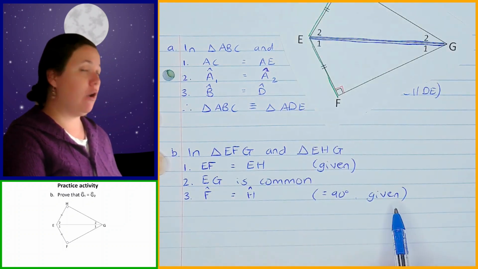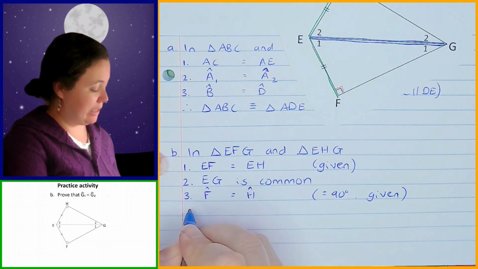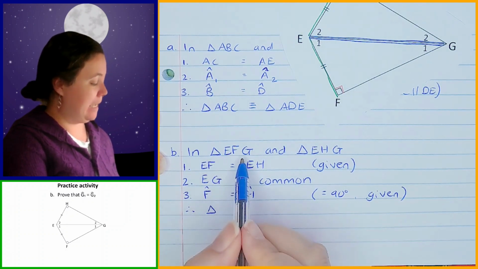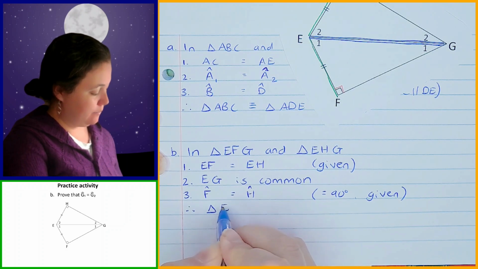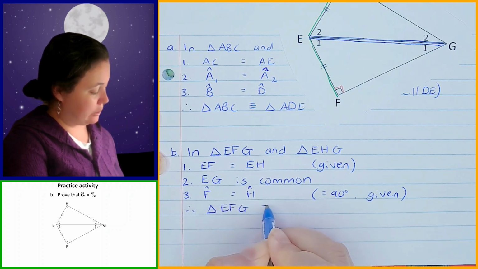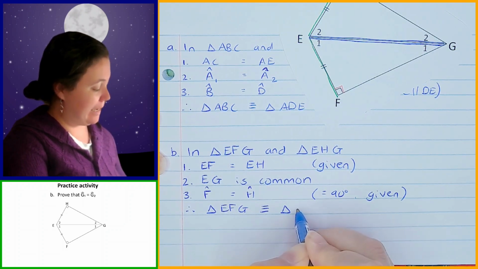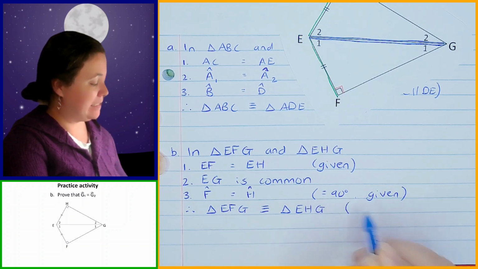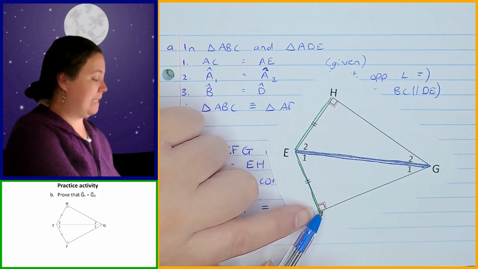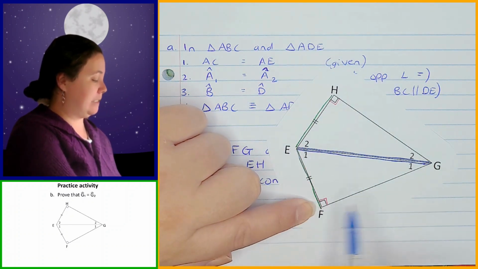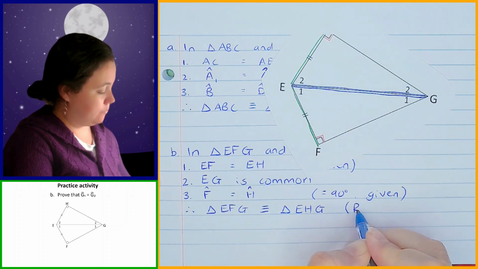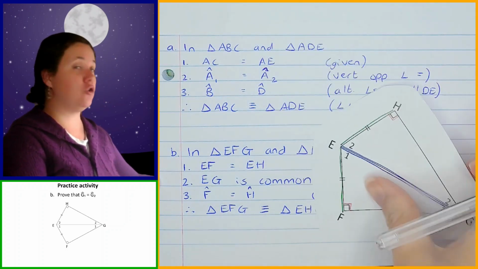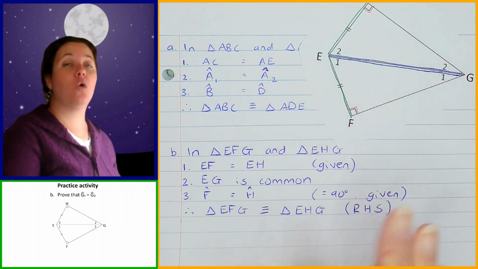Okay, so now I have got my 3 statements. Now I can say, therefore, triangle EFG is congruent to triangle EHG. And the reason I can say that is because of the right angle, hypotenuse, and side. So RHS.